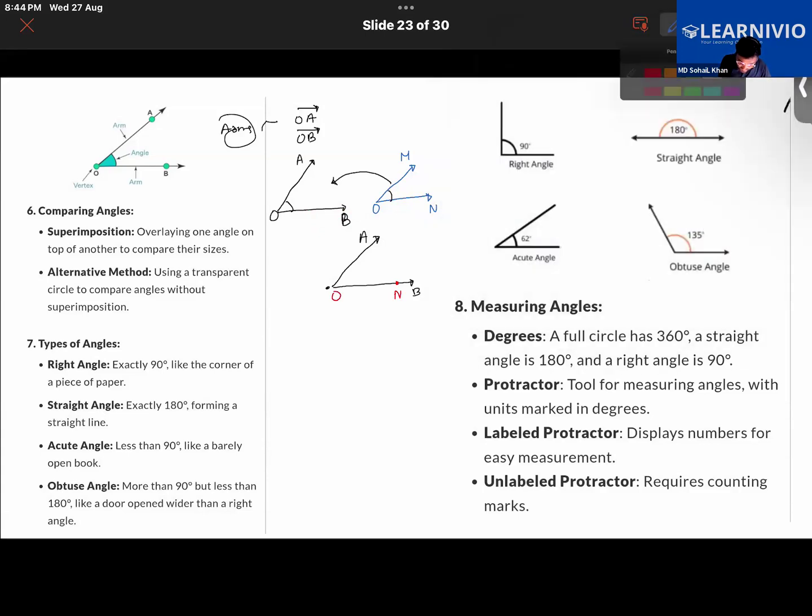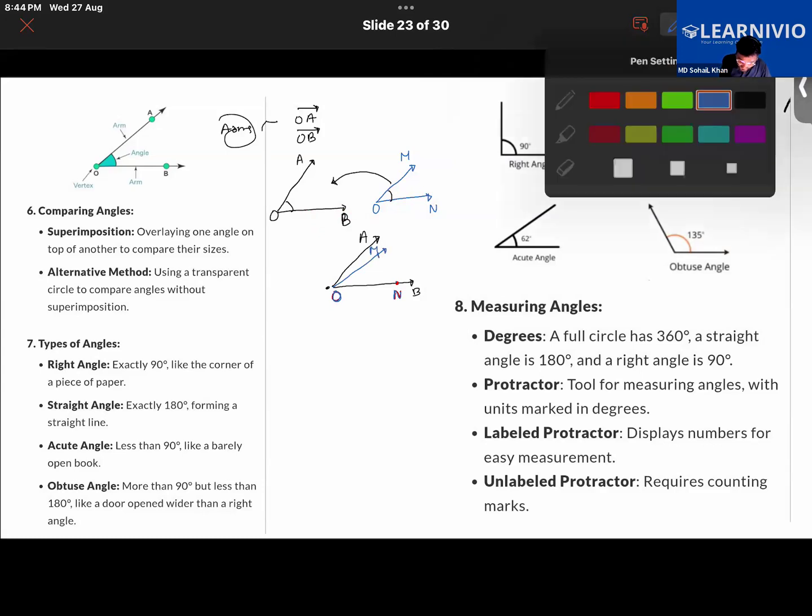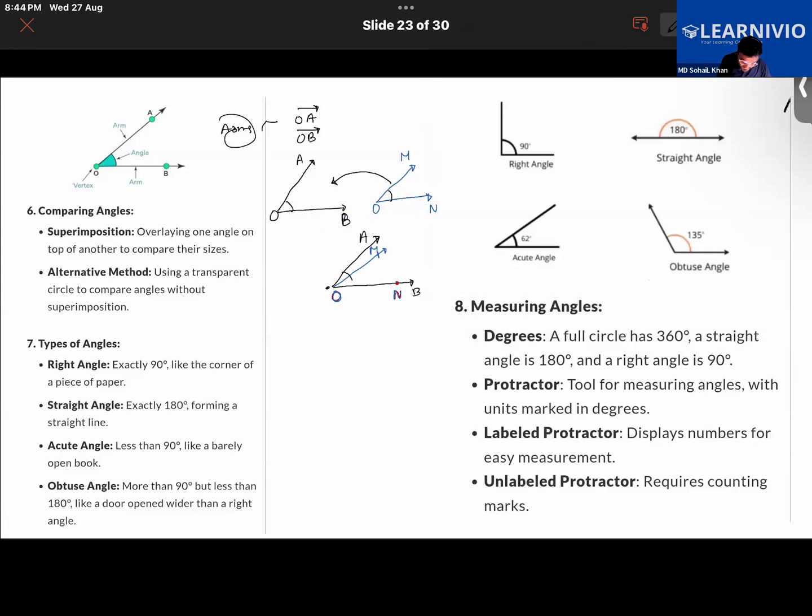Let me use the blue one. ON. And where the OM is lying, it is lying over here, let's say. That is arm OM. The black one is representing angle AOB, and the blue one is representing angle MON. So now clearly after the superimposition, we can compare which one is bigger and which one is smaller. What do we find from this?